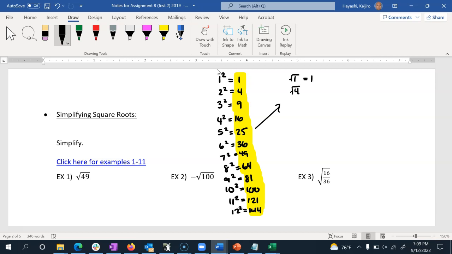The square root of 4 is the number 2. The square root of 9 is 3, the square root of 16 is 4, and so on. So the square root of these square numbers is going to be whatever number you had to square in the first place to get them. So what will be the square root of 49? Okay, so this is 7. It just is 7.